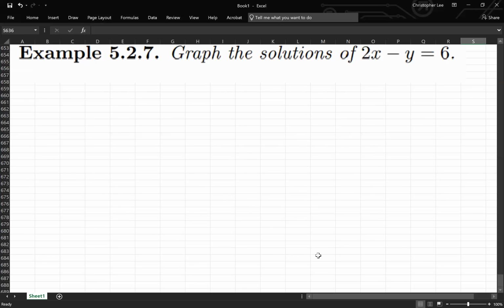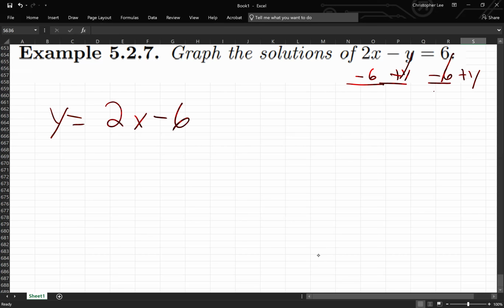All right, let's try this out. I'm going to add y over here, and subtract 6 from over here. I do the one side, do to the other. So what do I have? y equals 2x minus 6.